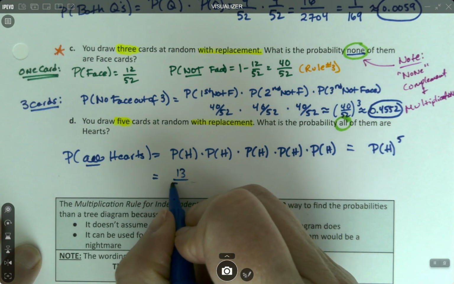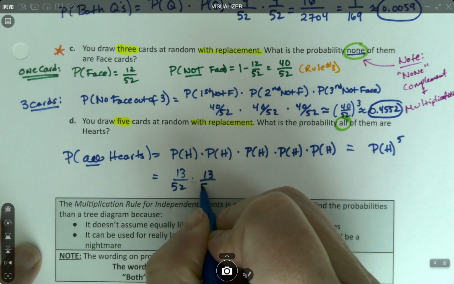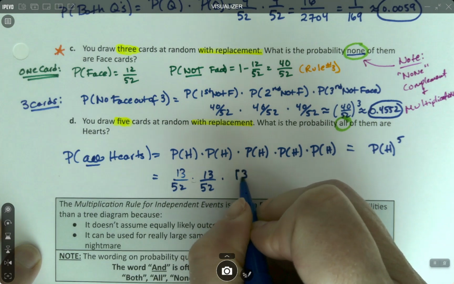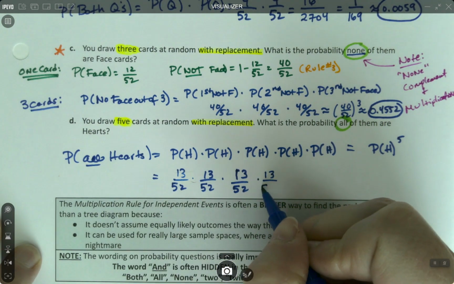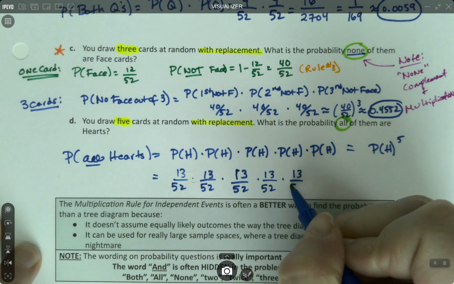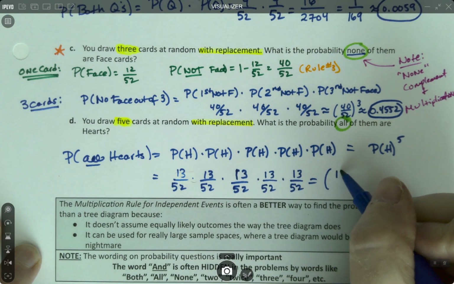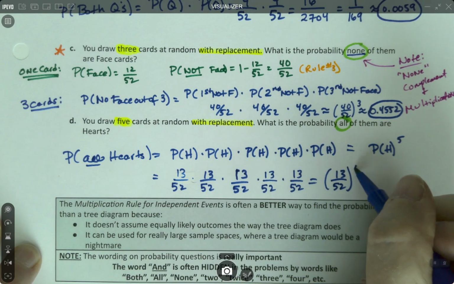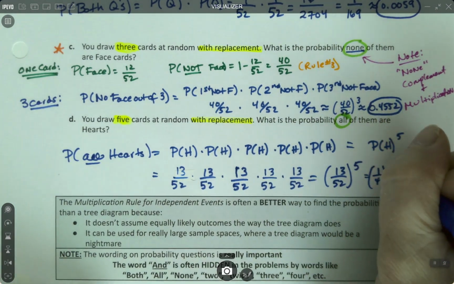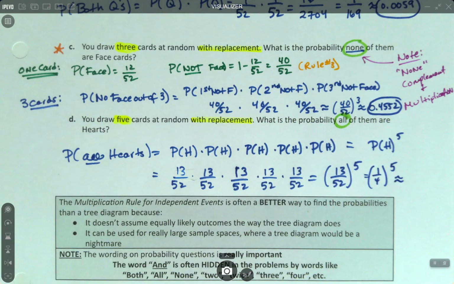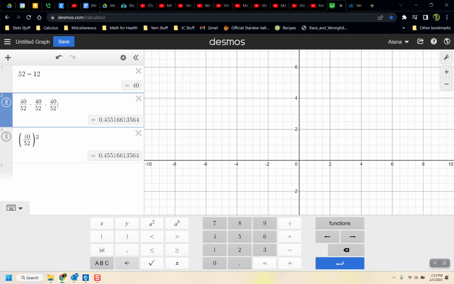So it's 13 out of 52 times 13 out of 52. And you have to do it 5 times because there's 5 cards being drawn. If it was 4 cards, I would stop right there, but it's 5 cards. And of course, this is much easier to do just in a fraction like this. And of course, if you're thinking, well, that's the same thing as 1/4 to the 5th power, sure it is. That's fine too, right? So let me grab Desmos.